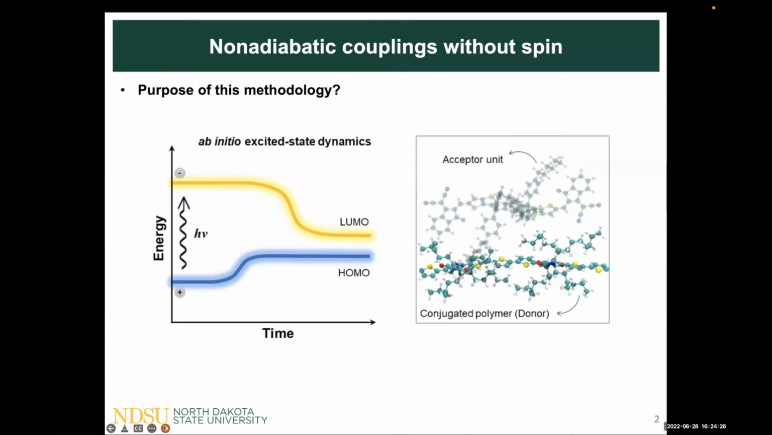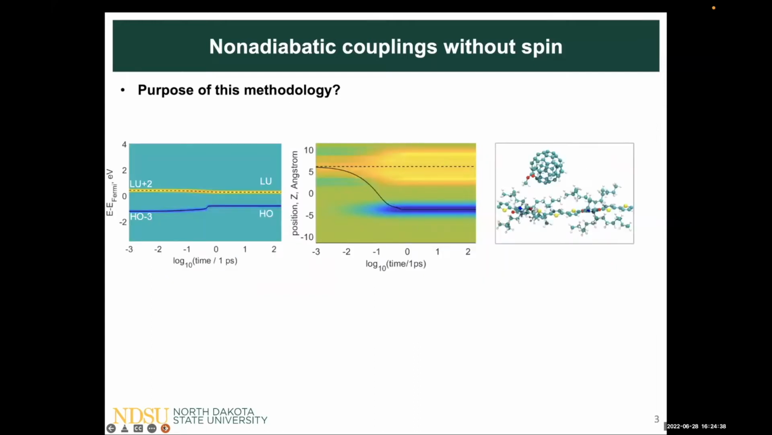So previous week we covered the ab initio exact state dynamics based on non-adiabatic coupling. For my model, if Dr. Klin goes to the next slide, I have a conjugated polymer, as you can see on the right, next to an acceptor unit. In this previous project, the charge transfer was explored in the z direction. The bottom chemical structure is the DPP polymer, and the top one is the PCBM acceptor unit.